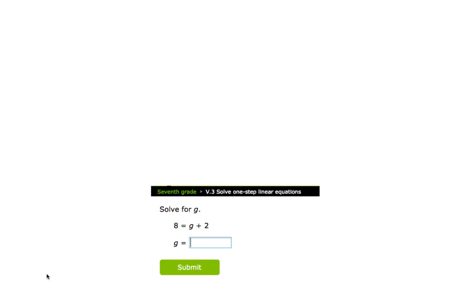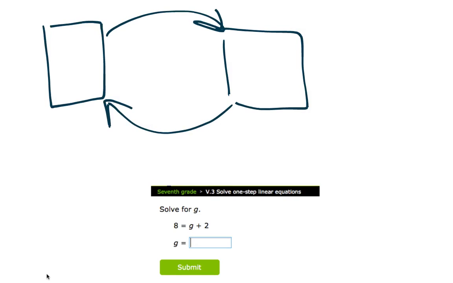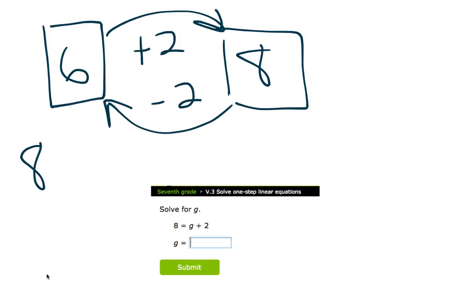Okay, here's the third problem. This one is from V3. Only one thing happened to it, so I'm only going to use 2 boxes. There was a number, and 2 was added to it. It became 8. So I subtract 2 from 8, so I get an answer of 6. And I'm just checking that it makes sense. 8 equals 6 plus 2, so G is equal to 6.